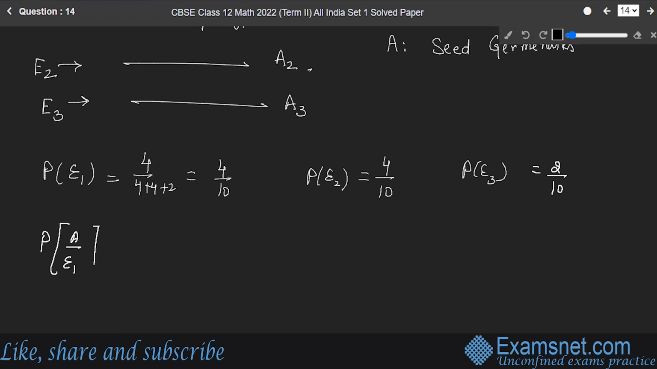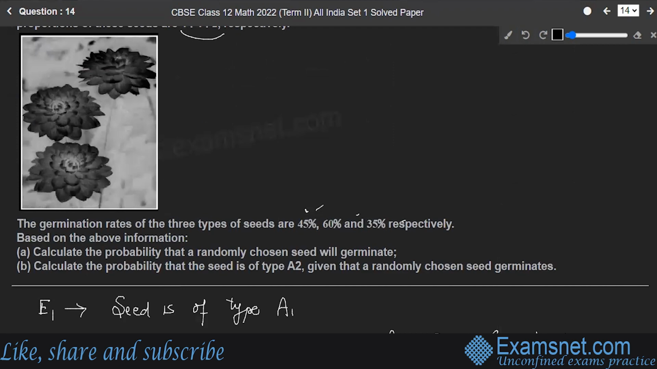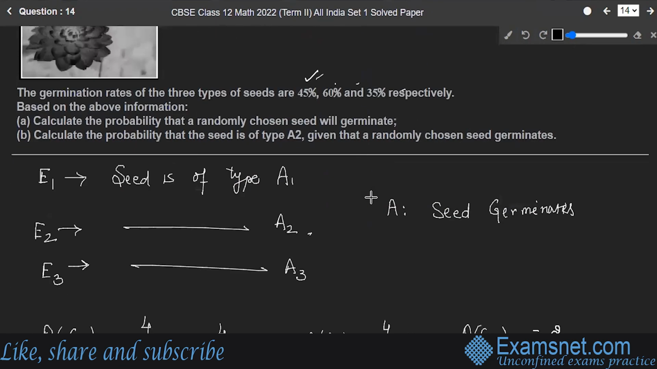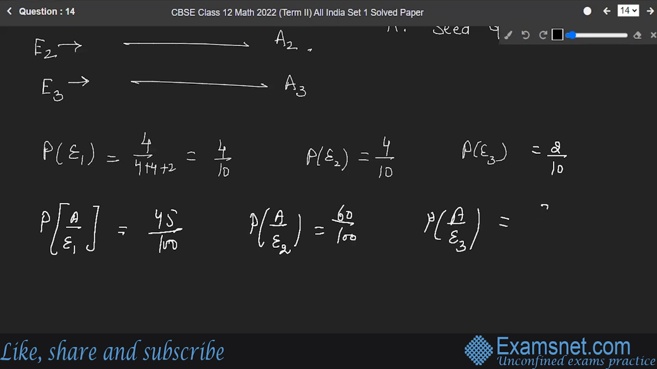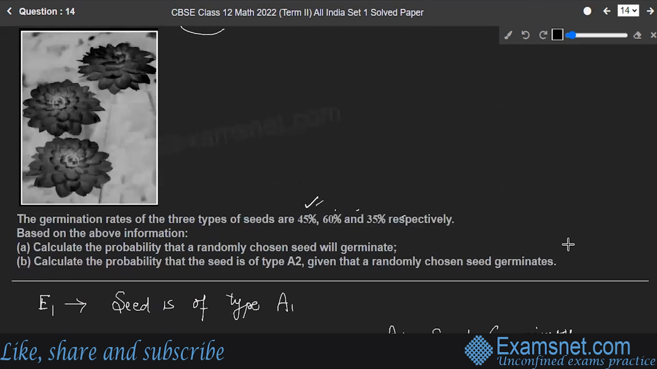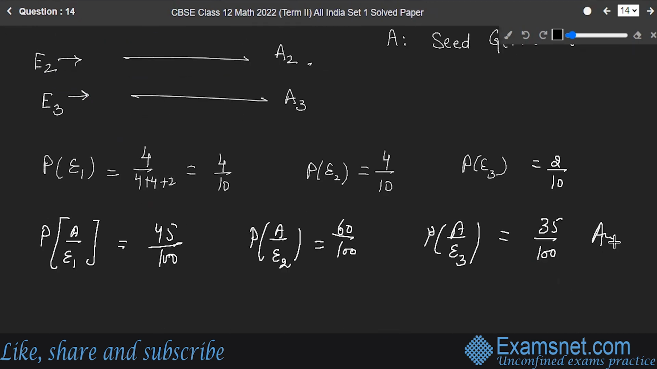Now the probability of A given E1 is equal to, it's given that the germination rates are 45%, 60%, and 35%. So the probability that the seed germinates given it is of A1 type is 45%. The probability that the seed germinates given A2 type is 60%. And the probability that the seed germinates given A3 type is 35%. Hope you got till here, right? This is what you needed to find out: the probability that a randomly chosen seed will germinate is given by these three probabilities. This is the answer to the first part.